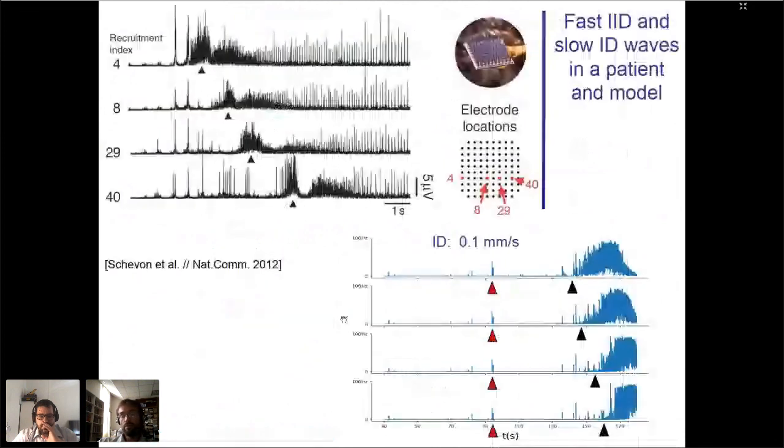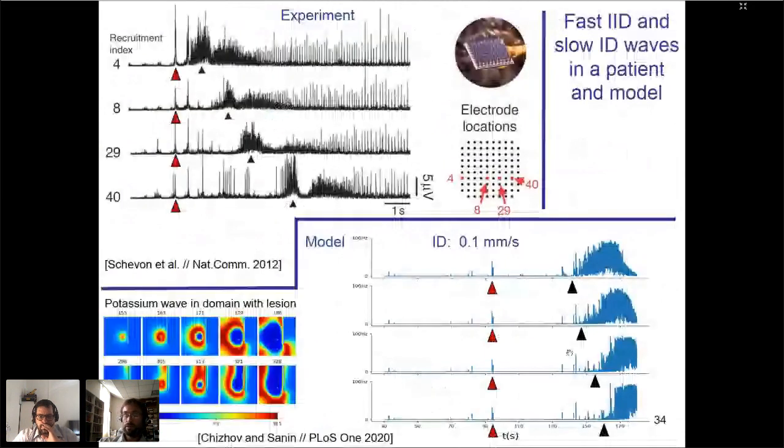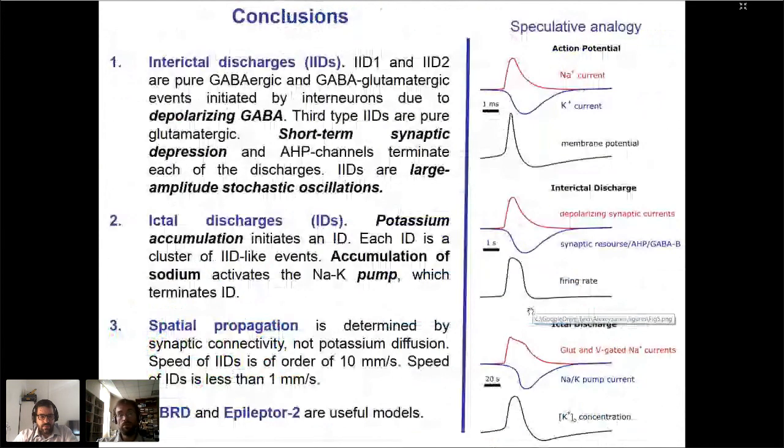And our model reconstructs propagation of ictal discharge. The velocity compares pretty well with experimental velocity, and interictal discharges are synchronized in this case. So it is obtained with a very simple model.